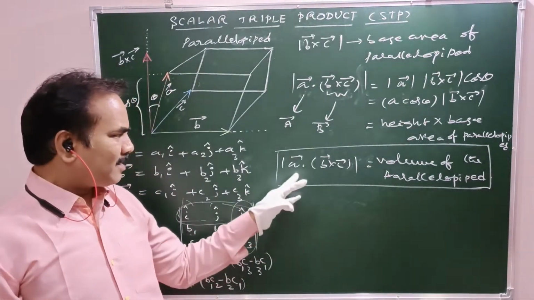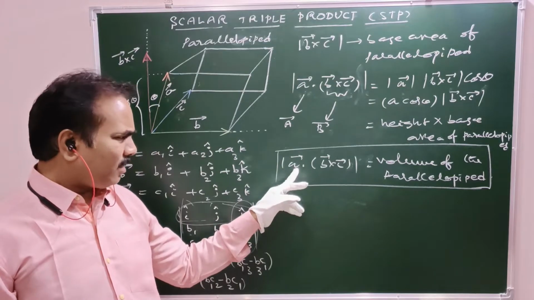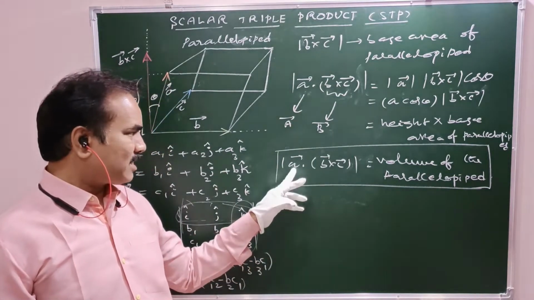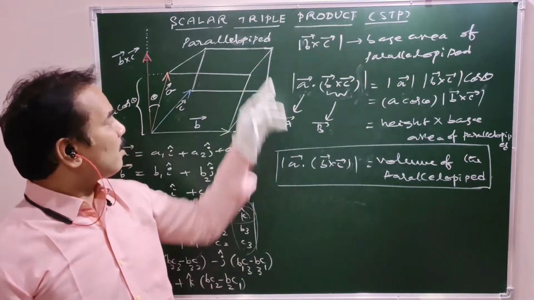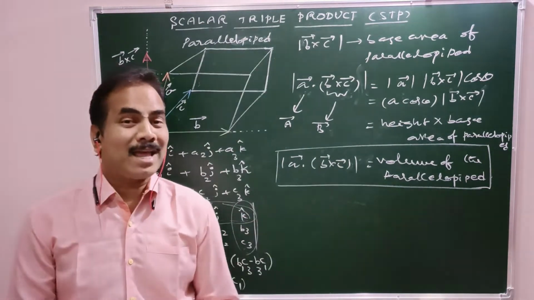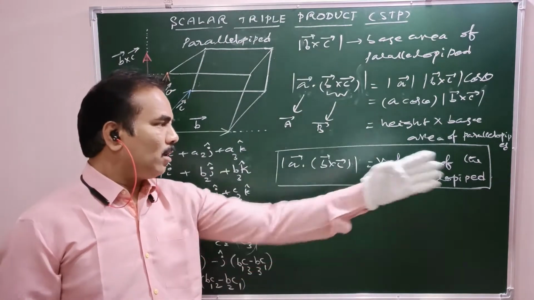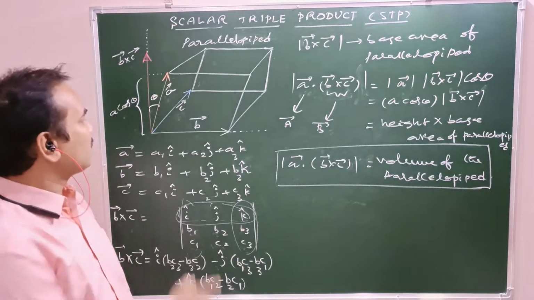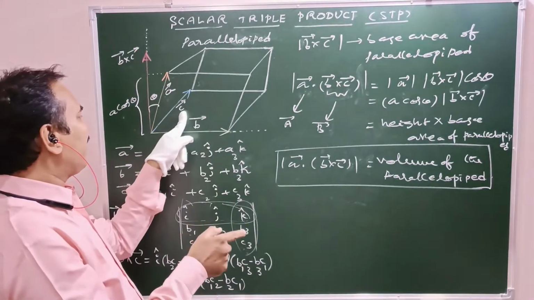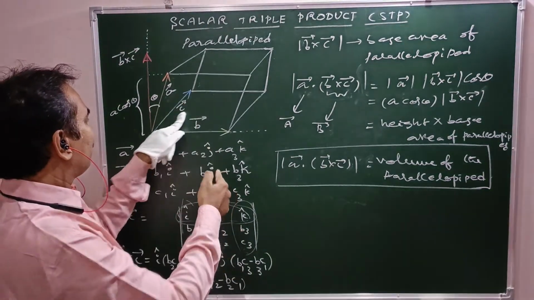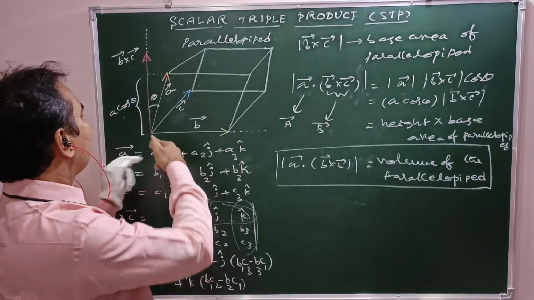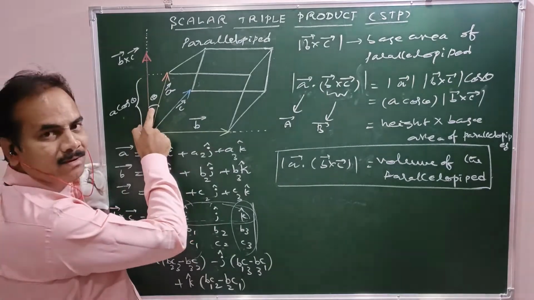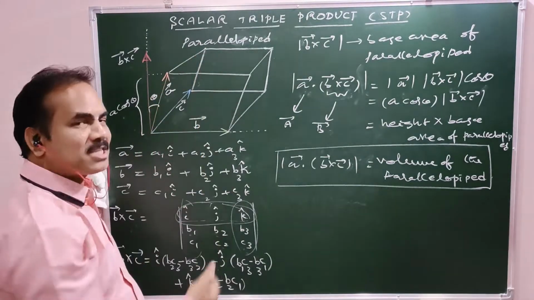So the scalar triple product of three non-coplanar vectors becomes equal to volume of the parallelepiped. Why are they non-coplanar vectors? Because B bar and C bar are lying in the bottom plane of the figure, but A bar is somewhat vertical up with some slanted angle. That is the reason why this is a three-dimensional figure.